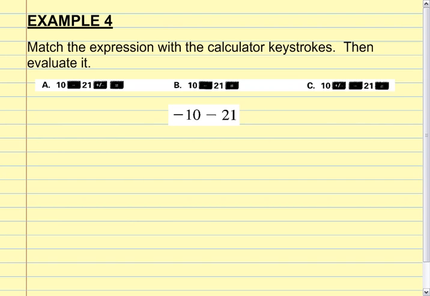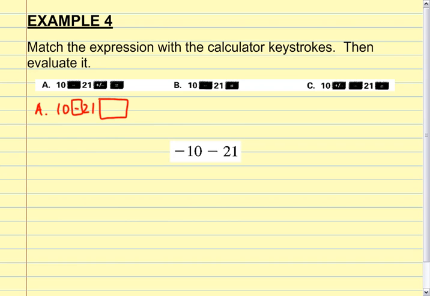Okay, folks, I know that this is hard to see. I'm going to try and rewrite it. Let me scoot this down a bit, and let me see if I can rewrite this. A says 10, and I think it says minus 21, and then this is a button, positive slash negative, and then equals. Okay?